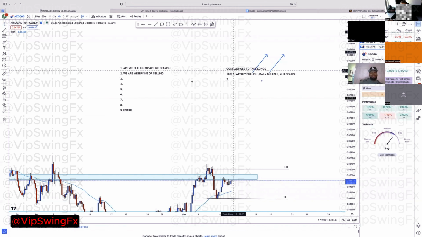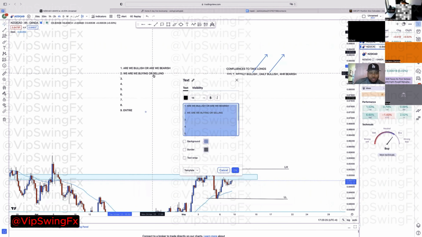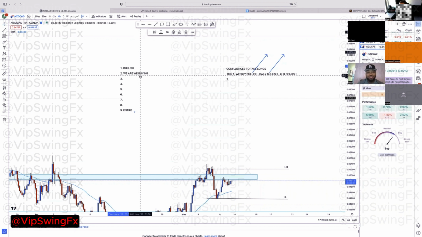So the second point is where are we buying or where are we selling. If we already determined that we are, for this example, bullish, we automatically eliminate looking for sells. We are only looking for buys. So it just makes things a lot simpler. And where are we going to buy? That's where all these other things come in.